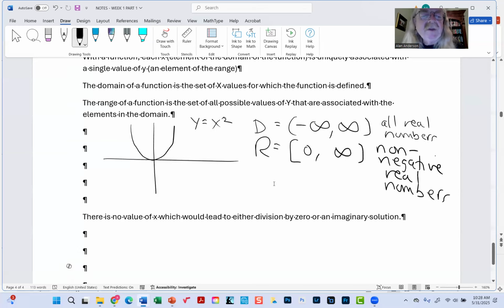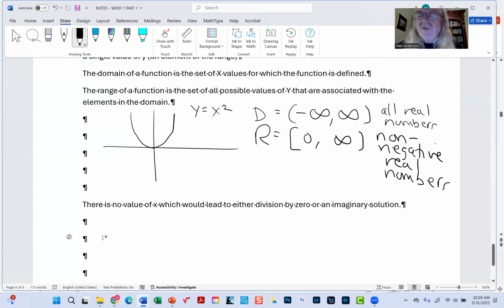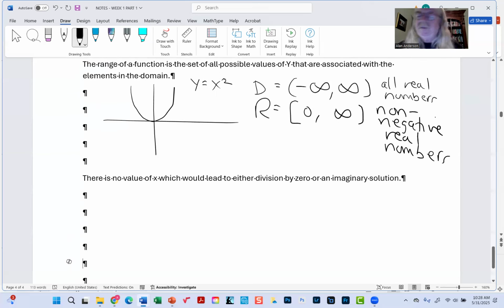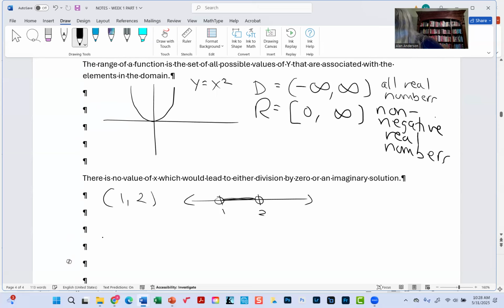So we have a little bit of reviewing to do here because I just want to remind you that when it comes to intervals, the notation looks like this. Let's say you're looking at the real number line. This means everything between 1 and 2, but not including either one of these.